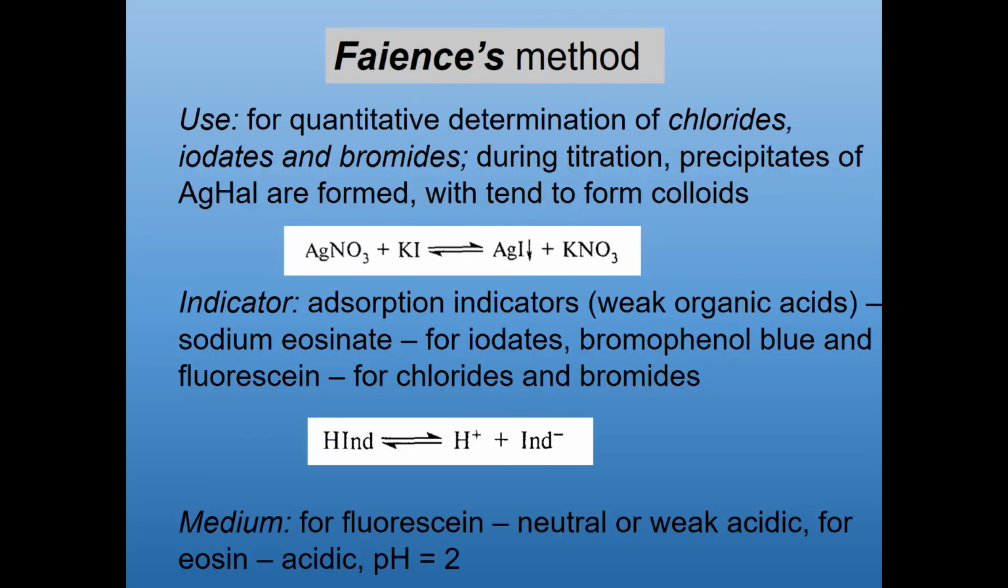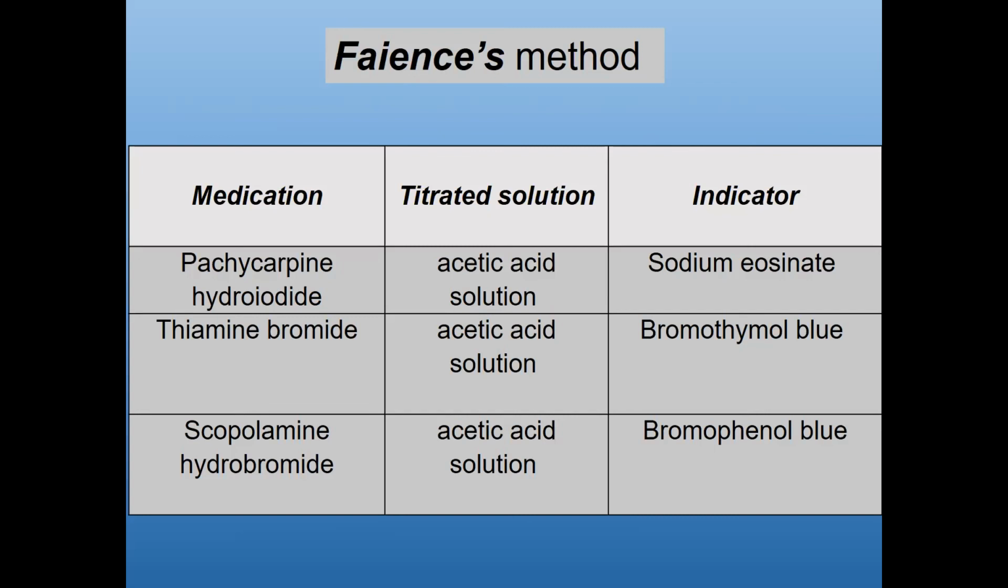The Fajans method is for quantitative determination of chlorides, iodides, and bromides. During titration, precipitates of silver halides are formed. Indicators: adsorption indicators, weak organic acids. This titration method is used to quantify pachycarpine hydroiodide, scopolamine hydrobromide.